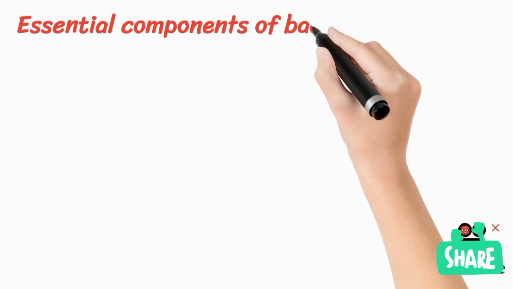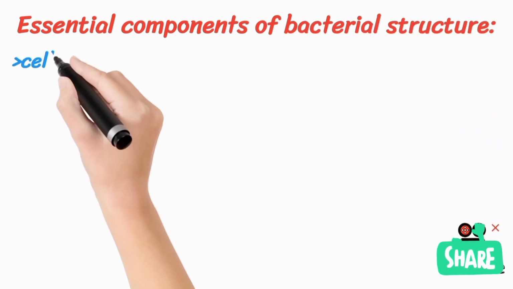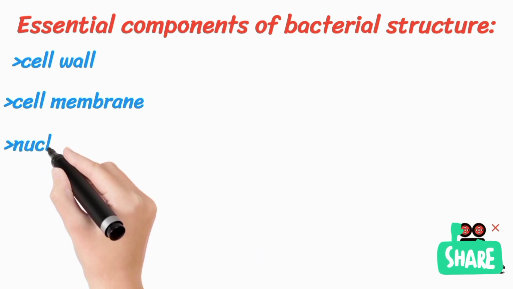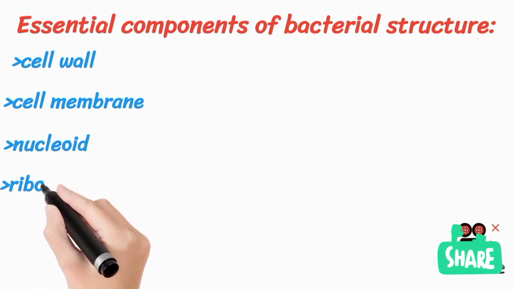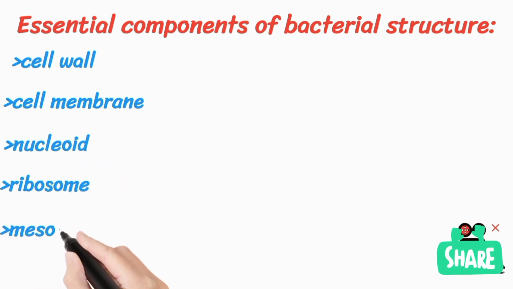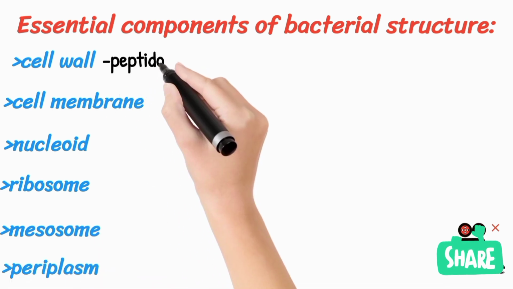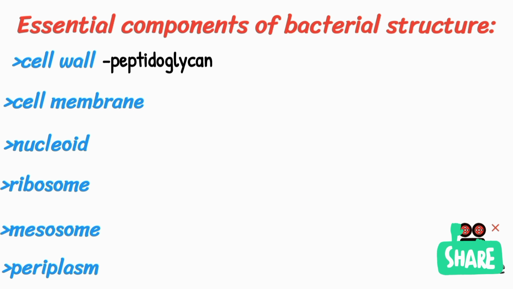Essential components of bacterial structure. Cell wall is an essential component. Cell membrane is another essential component. Then we have nucleoid, which comprises DNA, ribosomes, mesosome, and finally the periplasmic space. Cell wall is made up of peptidoglycan and it has an important role in giving rigid support to the bacteria. It is also the site of action of some antibiotics, for example penicillin acts at the level of the cell wall.